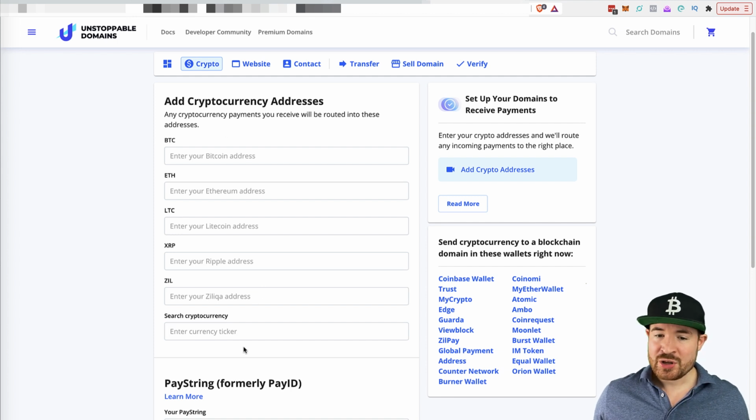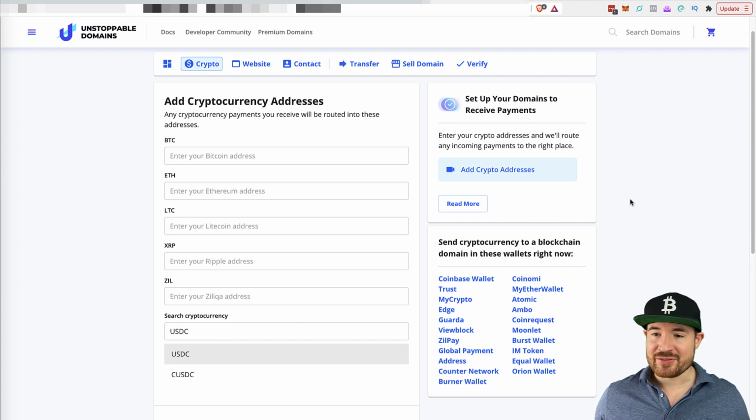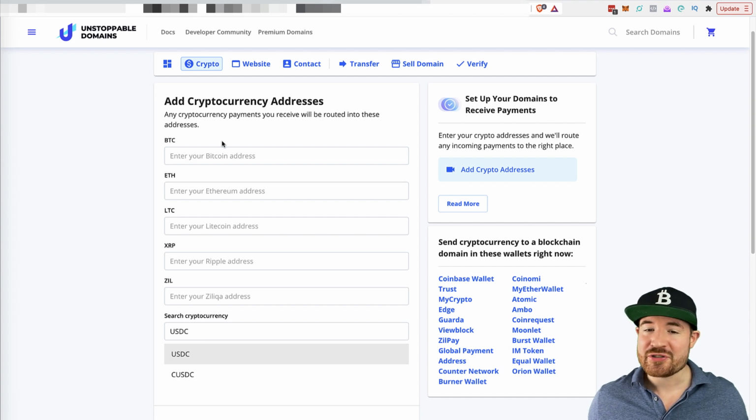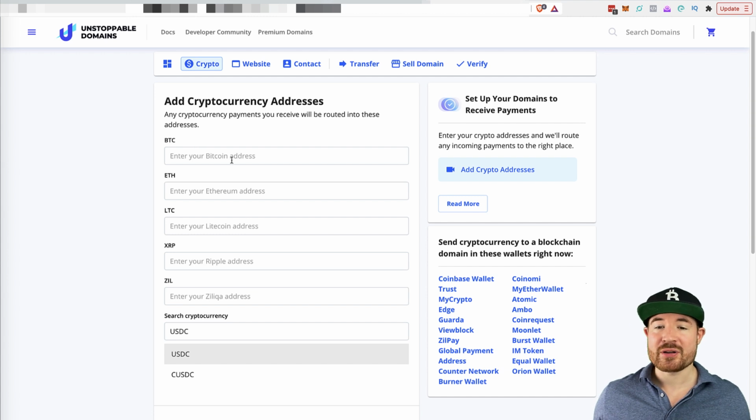So you can enter your address. You can even put in USDC, for example, all that kind of stuff. And let's just say, again, I own Dirk.crypto. Then I can basically be like, if someone wants to send me Bitcoin, they can send me Bitcoin to Dirk.crypto instead of typing out the whole address. And I will receive that crypto in the address that I put here in the back end.